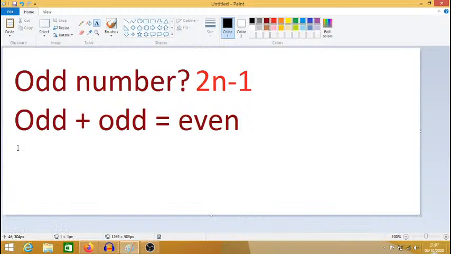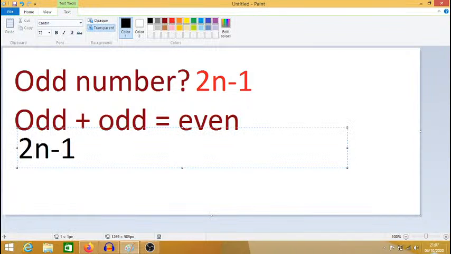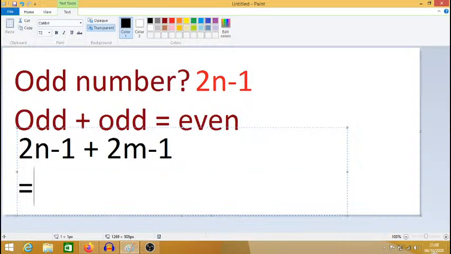Well, I can take the first odd number as 2n minus 1. I can then add another odd number. I could say 2n minus 1 again, but I'm just going to change the n to an m, because we don't know if the two numbers are the same odd number. They could be different odd numbers. So by changing the letter, I'm allowing for that. What would that equal? I need to show that it's going to be an even number, but I can't just assume it. So I need to let the algebra show me that this is going to be even.